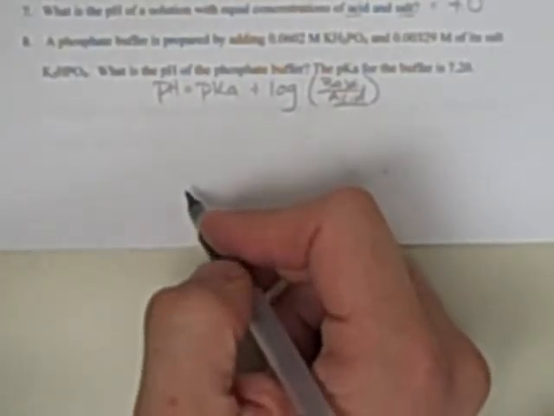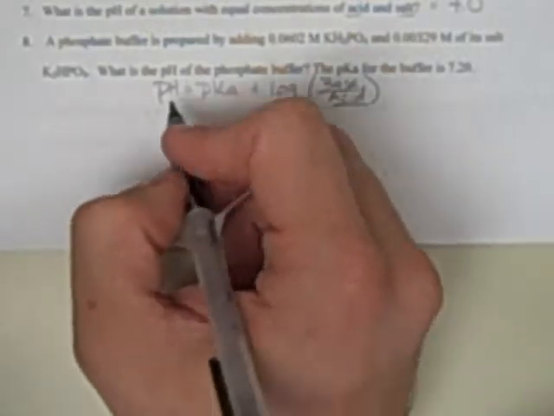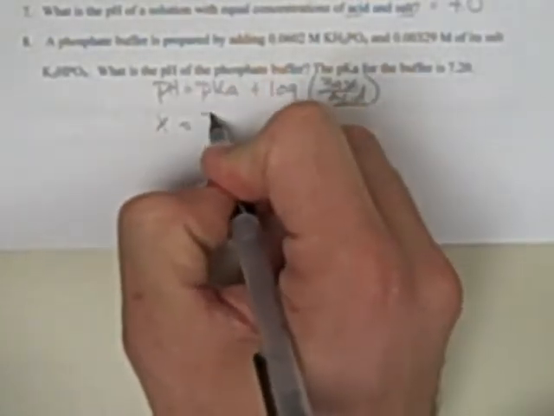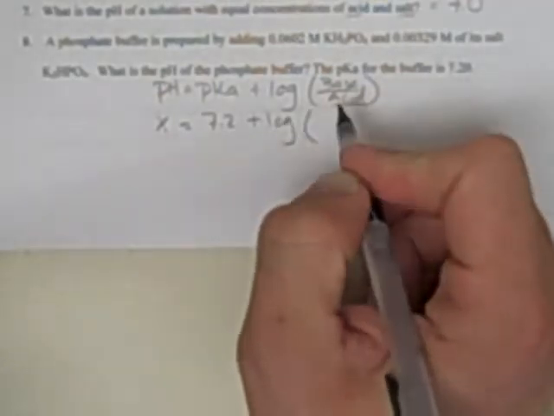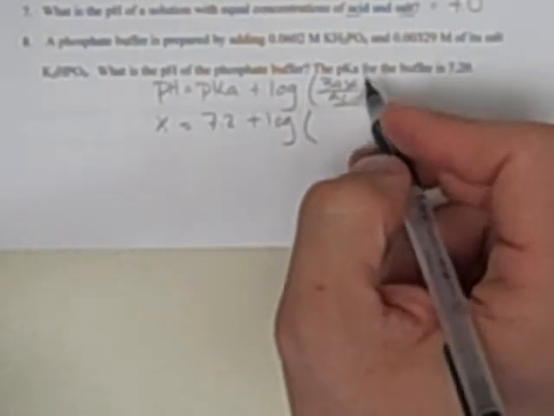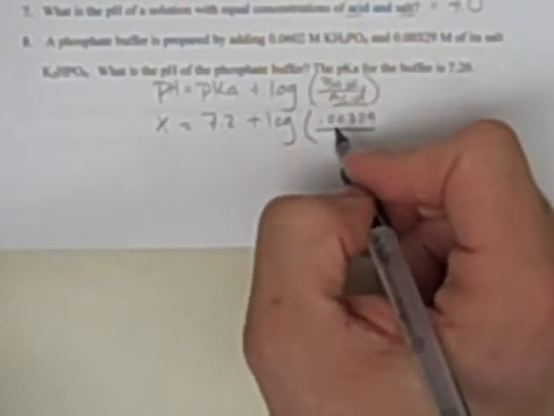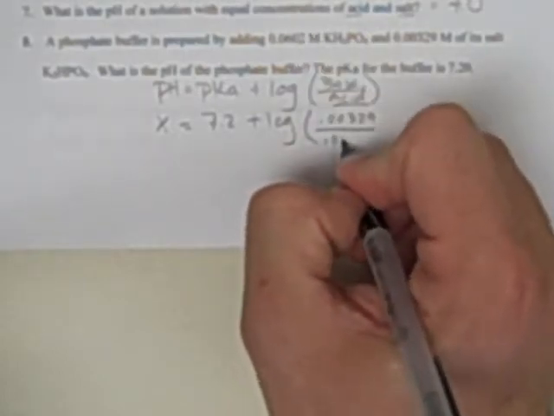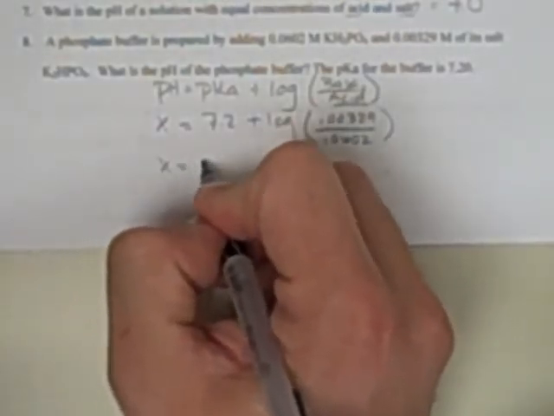So in this problem, I simply need to plug in the values. It's saying, what's the pH? Told me my pKa is 7.2. The log stays the same. And then I'm looking at the molar ratio of base to acid. So my base is 0.00329, and the moles of my acid are 0.0602. So really all I got to do is just solve that.